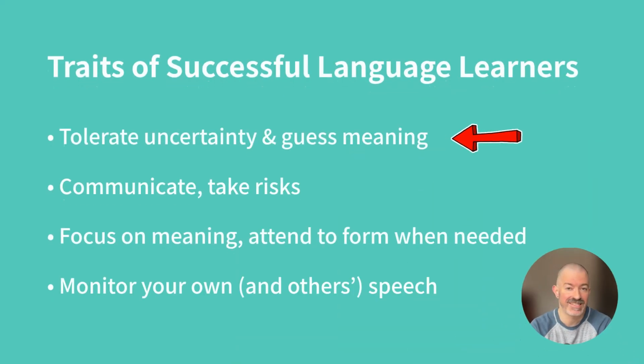All of this aligns with what we know about successful language learners. So what are good language learners? Good language learners, according to Rubin, are the following. They guess intelligently and tolerate uncertainty. They have a strong drive to communicate and take risks. They attend to form when it matters, but focus on meaning over surface accuracy, and they actively monitor their own speech and the speech of others.